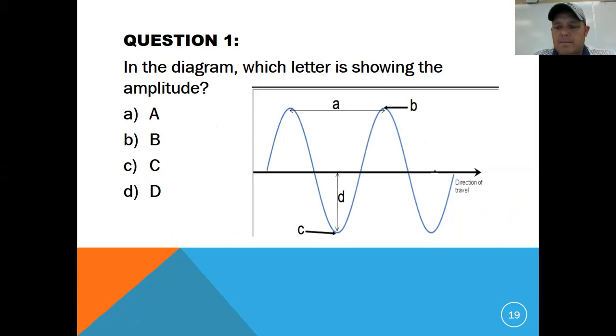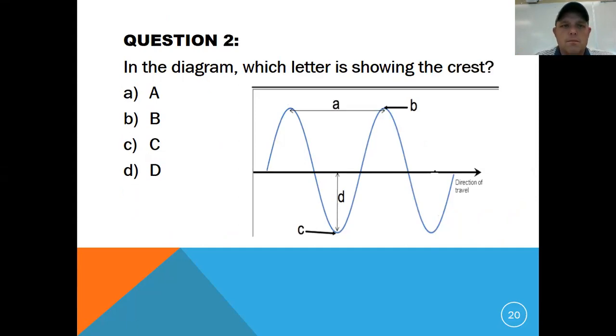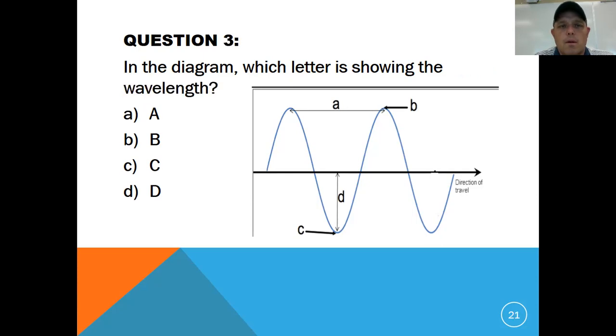All right, question number one. And these ones are just definition questions. Question number two. Question number three. And question number four. As we do these, remember that these are good test questions. So these are how I'm going to test you on these definitions.